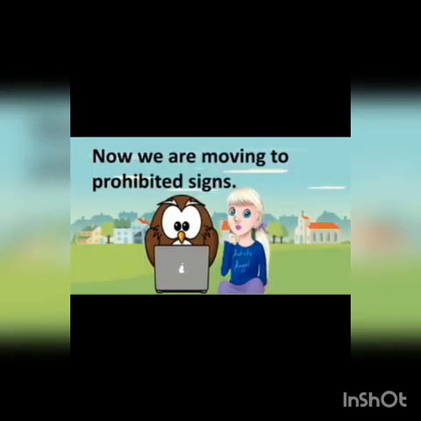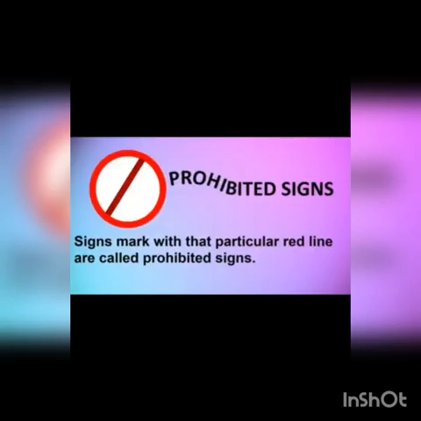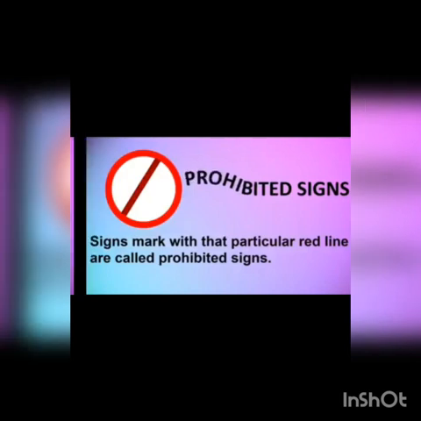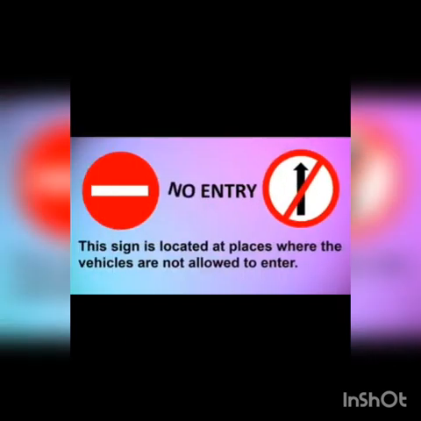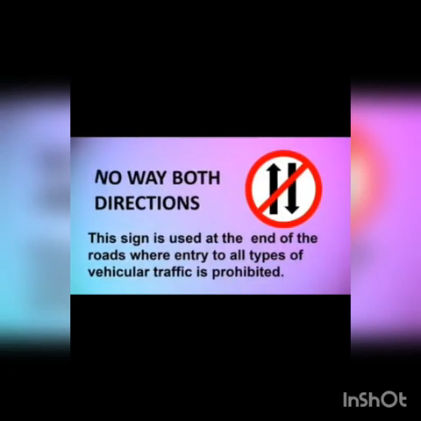Now we are moving to prohibited signs. Signs marked with that particular red line are called prohibited signs. One way: one-way signs specify that the traffic moves in a single direction and you may not go in this way. No entry: this sign is located at places where the vehicles are not allowed to enter.